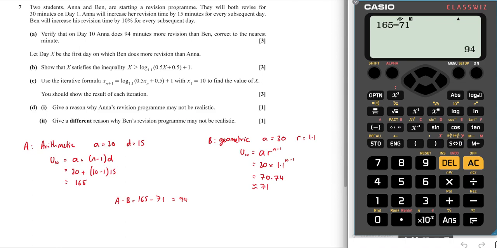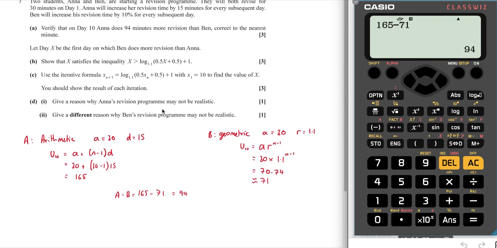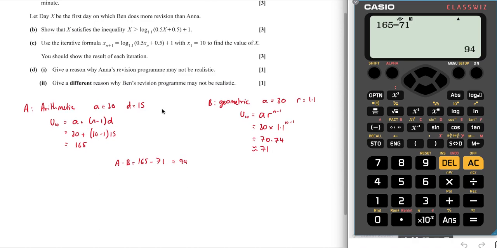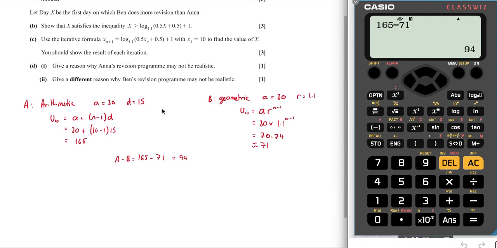Let day X be the first day on which Ben does more revision than Anna. Show that X satisfies the inequality log of 1.1 0.5x plus 0.5 plus 1. Right, this is a show that with no real clues as to how we got there. Log of base 1.1. Log of base 1.1 probably means we're going to be doing something to get that power down.